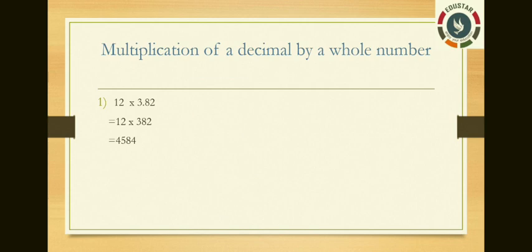Next case, multiplication of a decimal by a whole number. Example 1, 12 into 3.82. Step 1, ignore the decimal point. 12 into 382. Now multiply 12 and 382. Do you know the normal multiplication? Yes. Now multiply 12 into 382. Answer is 4584.